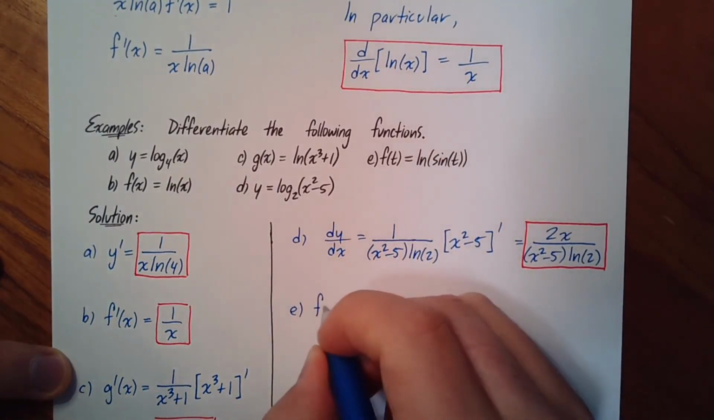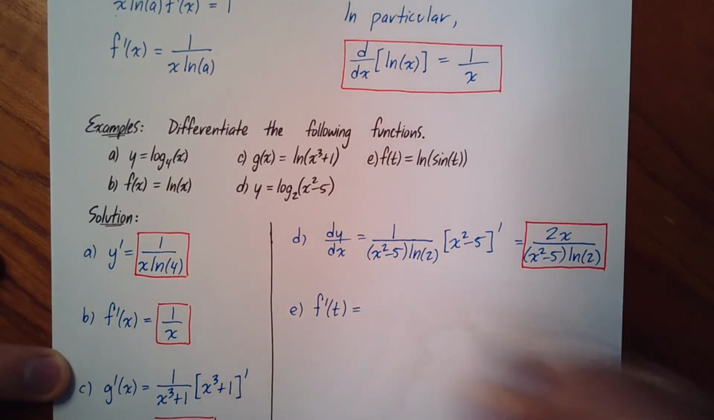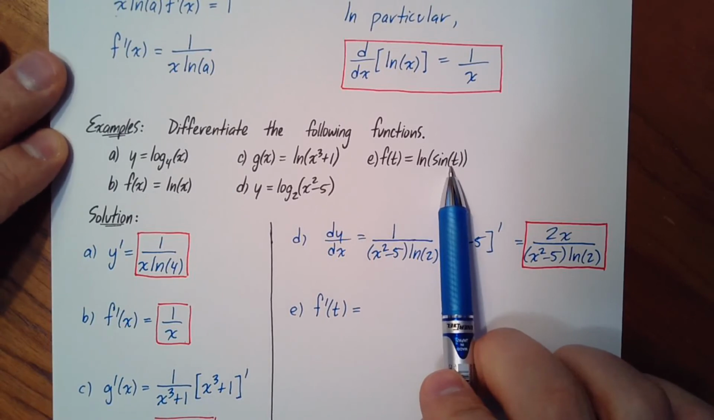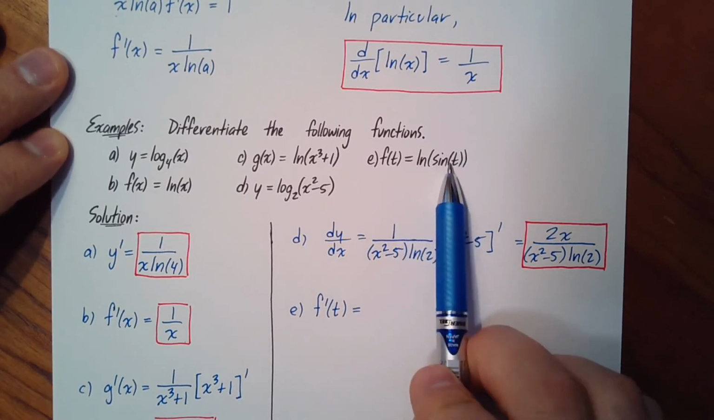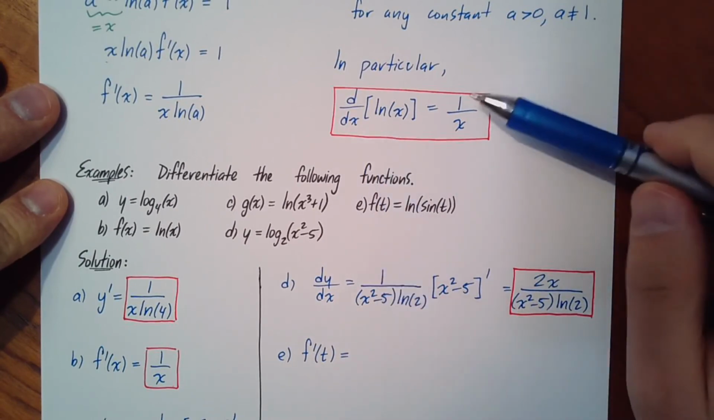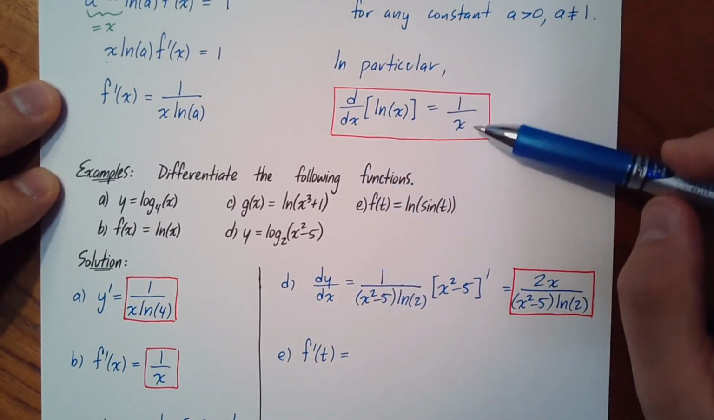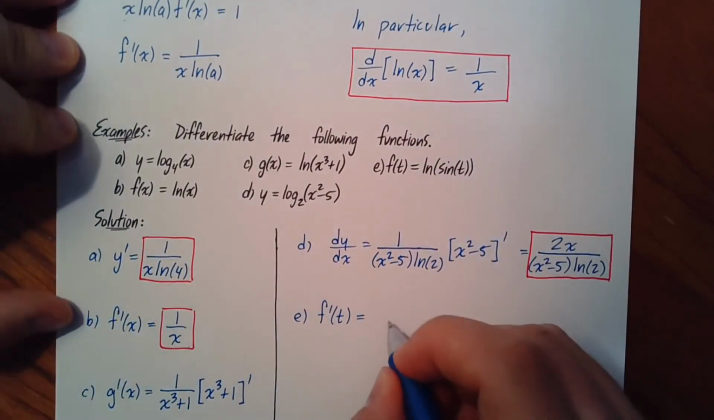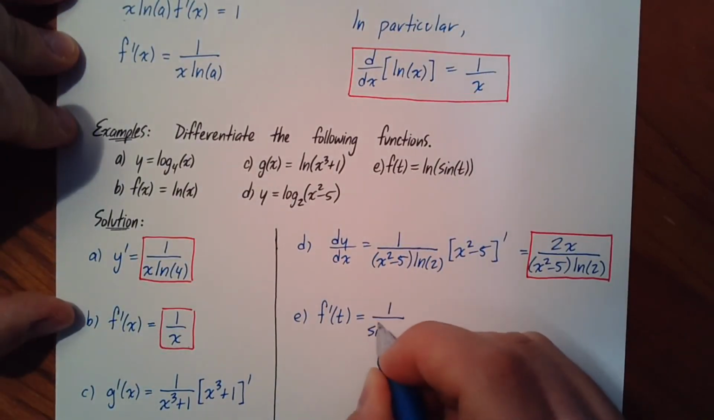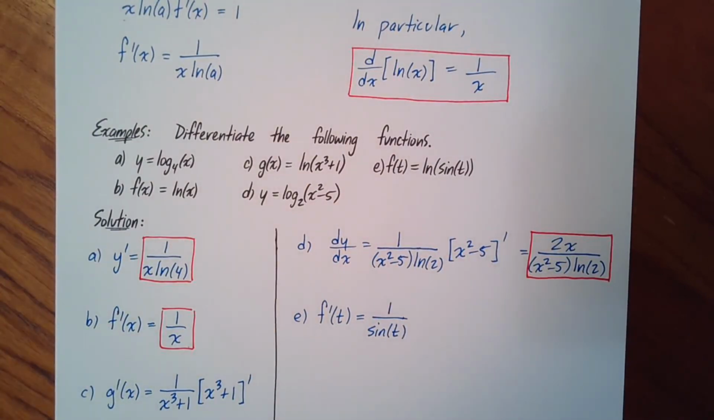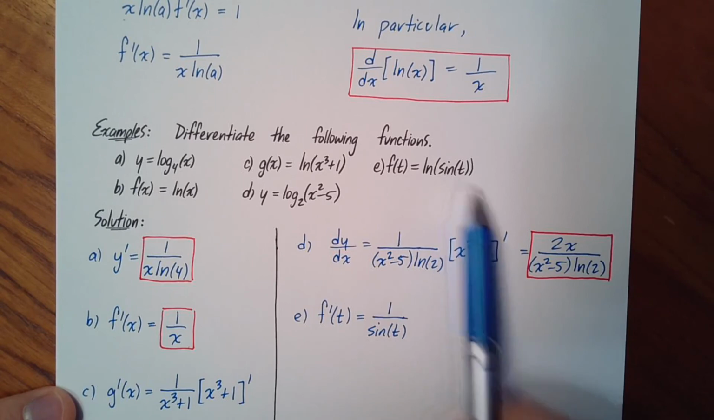So our f prime of t, we're going to start by differentiating the outside function, but leaving the inside function alone, right? So we've got natural log of something. What would you do if it was just natural log of x? Well, you would take the derivative of natural log of x and get 1 over x. So in this case, we're going to start with just writing 1 over sine of t. So we've differentiated the outside function, natural log, but we left the inside function alone.